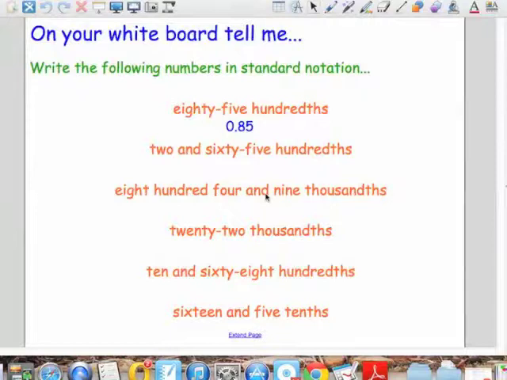Remember that you can work with your partner and stay on task. Okay, here's your warm-up. On your whiteboard, go ahead and write the following numbers in standard notation. I've done the first one for you.